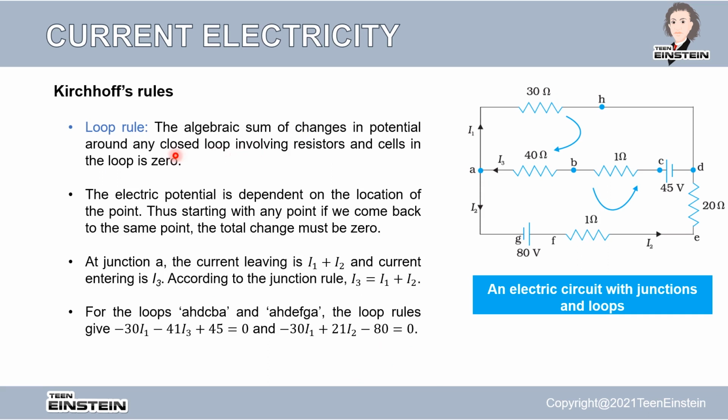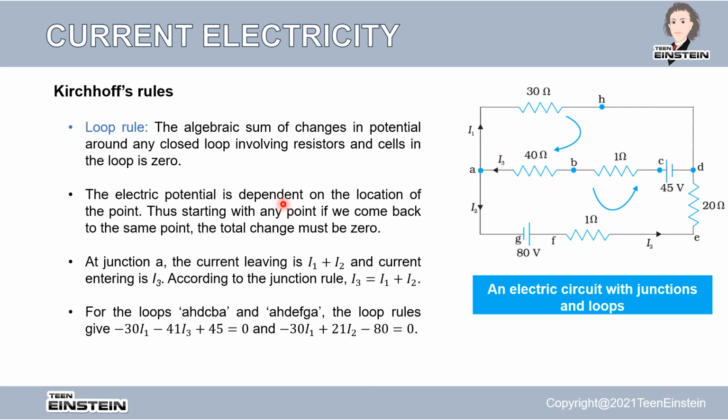The next rule which we are going to see in Kirchhoff's rules is the loop rule. When we say junction, this is a junction. We already talked about this. But what is a loop? A loop is a closed circuit like this. For example, this particular circuit has two loops. One is the upper loop here and the other one is the bottom loop here. The algebraic sum of changes in potential around any closed loop involving resistors and cells in the loop is 0. So if you take any loop, the potential difference has to be 0.